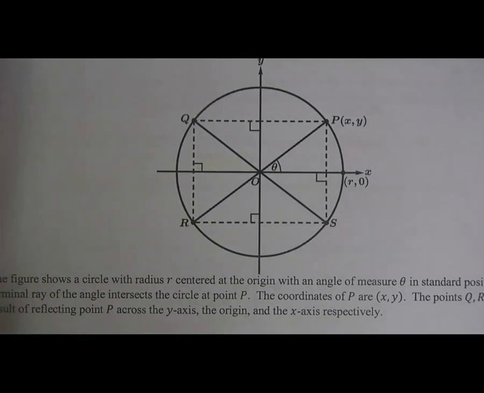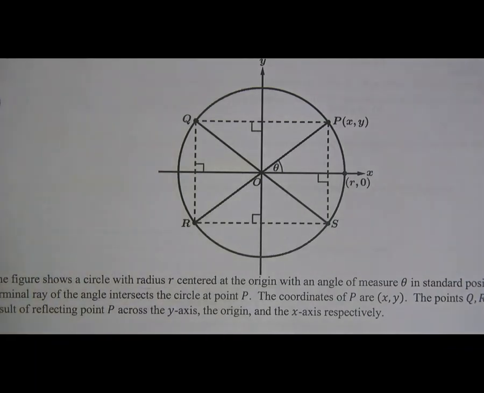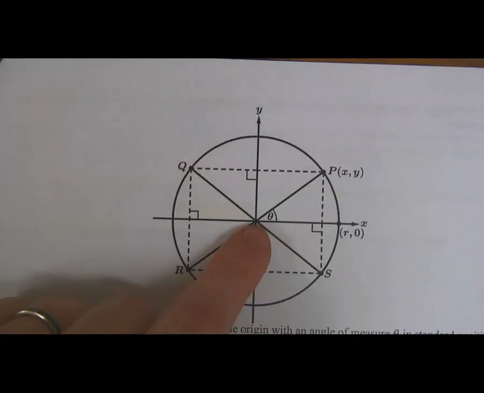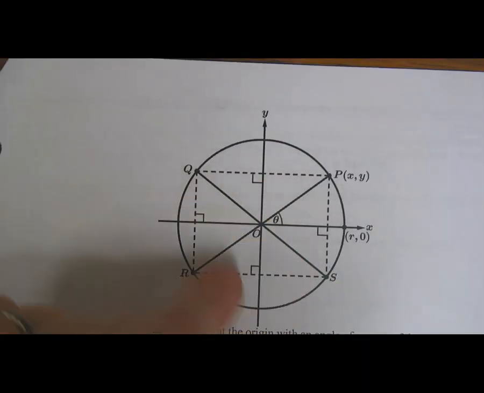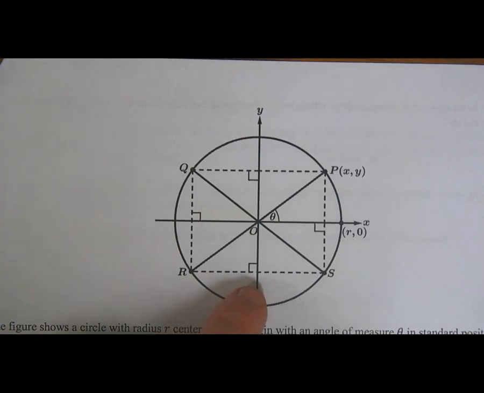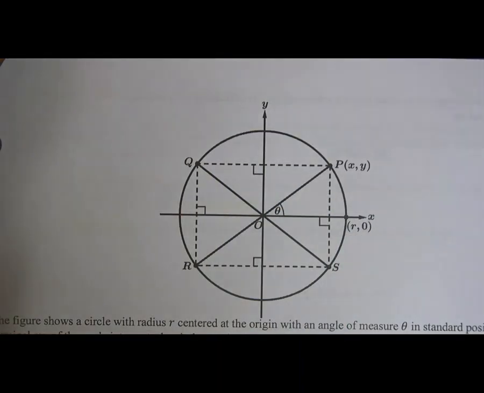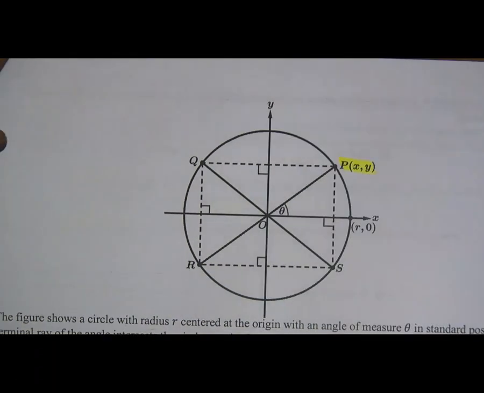We're almost done. The figure shows a circle with radius r centered at the origin with an angle of measure theta in standard position. So just look at the picture. Do we know what the radius is on this problem? No, it just says r. The terminal ray of the angle intersects the circle at point P. The coordinates of P are x, y. All of that's labeled for you already.